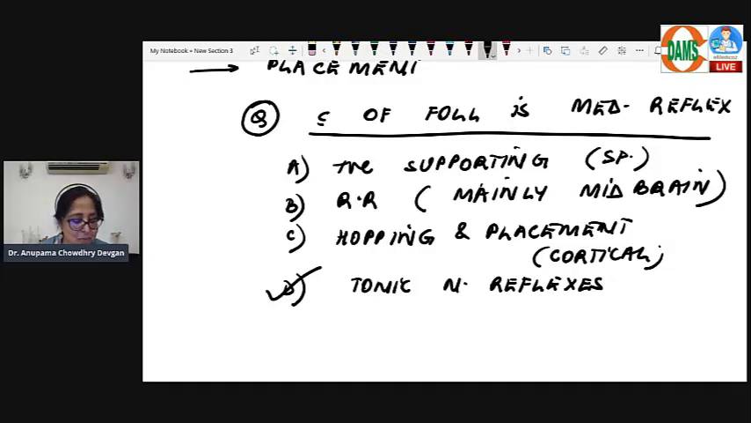Please understand this once again. Okay. ठीक है, what is placement? जहां केला रखोगे वहां monkey जाएगा. That is placement. ठीक है?